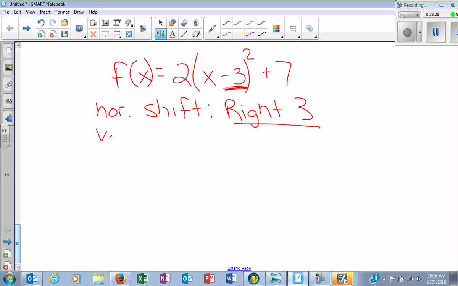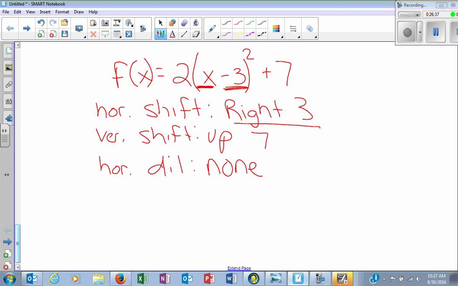It's then going to say, is there a vertical shift? Is there a vertical shift? Up 7. Is there a horizontal dilation? Where does the horizontal dilation occur? It would occur right in here. That's what we talked about today. Is there any dilation? So you would write none on your test tomorrow.